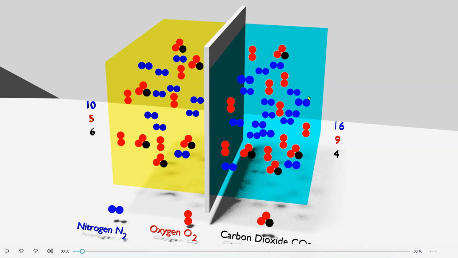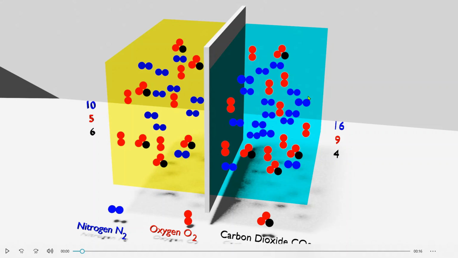First, diffusion. The blue balls are nitrogen, specifically N2. The red ones are oxygen, that is O2. The combination of red and black balls is carbon dioxide, CO2. The red being oxygen as said before and black carbon.